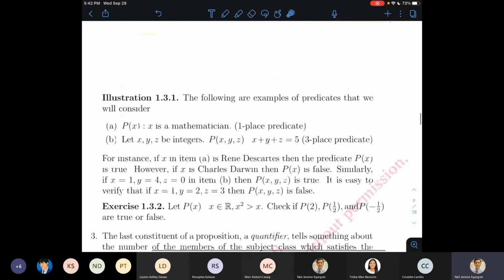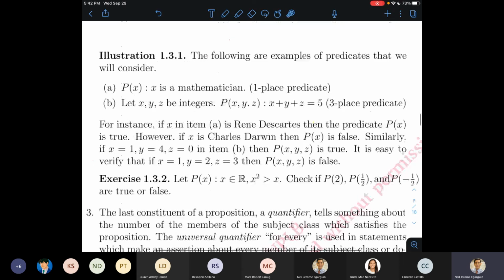Now, some examples. Illustration 1. We let p of x be the statement that x is a mathematician. So this is a predicate, x is a mathematician, and then we usually denote it by p of x. Ito yung p, yung statement. And kung ano yung subject, siya yung nilalagay nating predicate variable. So x is a mathematician and it is a one-place predicate. And then you can say the domain of p of x is the set of all human beings.